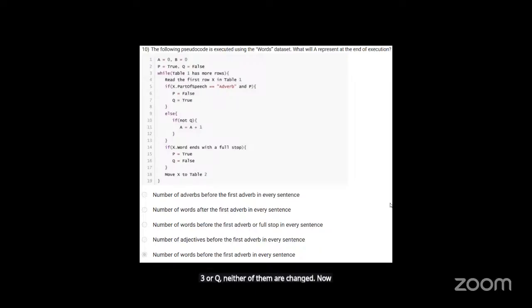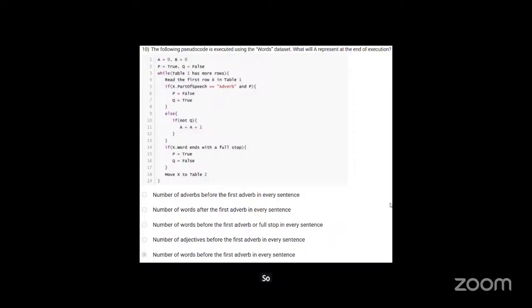Now come to the third iteration. I said the third word is an adverb. So the part of speech is adverb. P is still true, so both conditions are true. That means the if statement will be executed. So P is now set to false and Q is now set to true. Then come to line 14. Does it end with a full stop? No. There is one more word left.